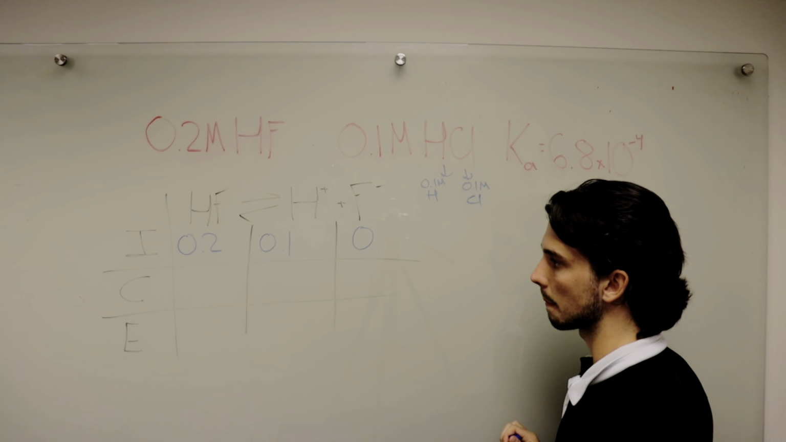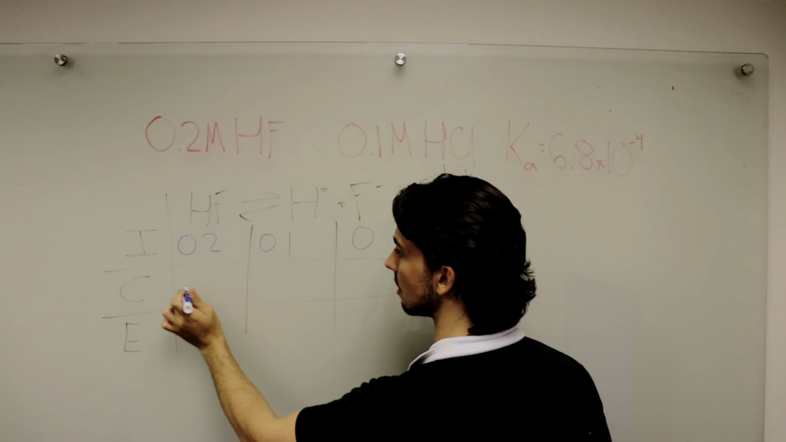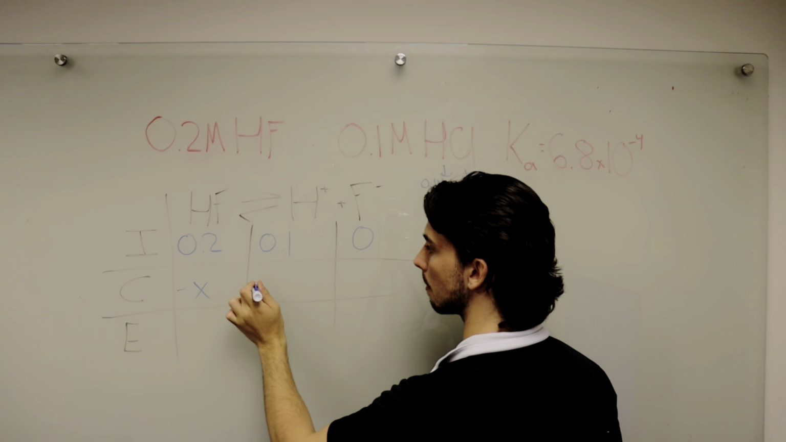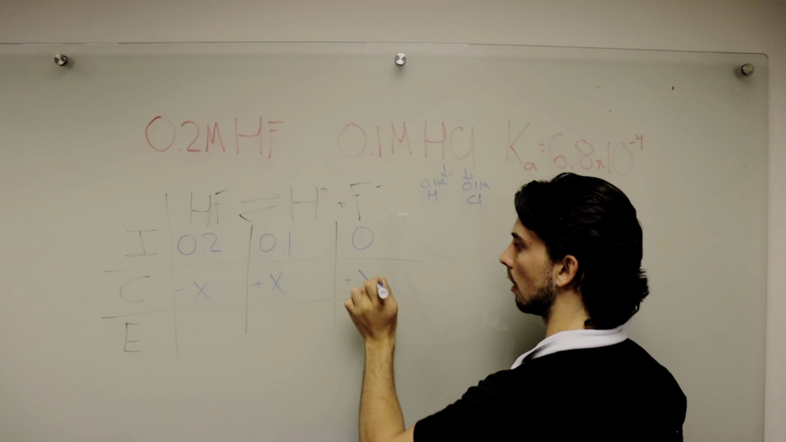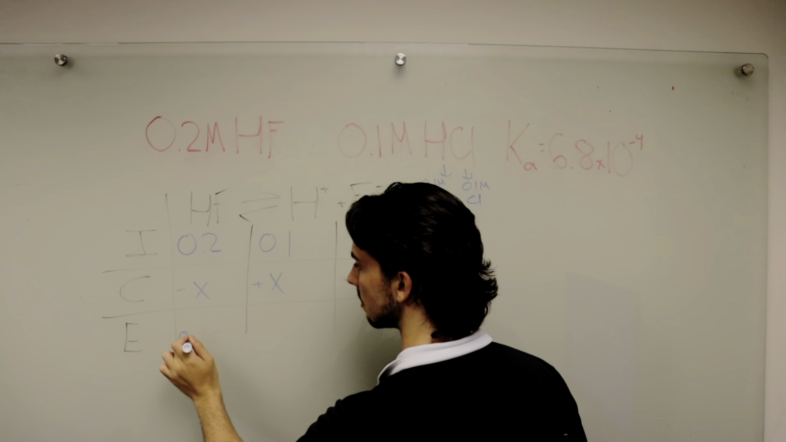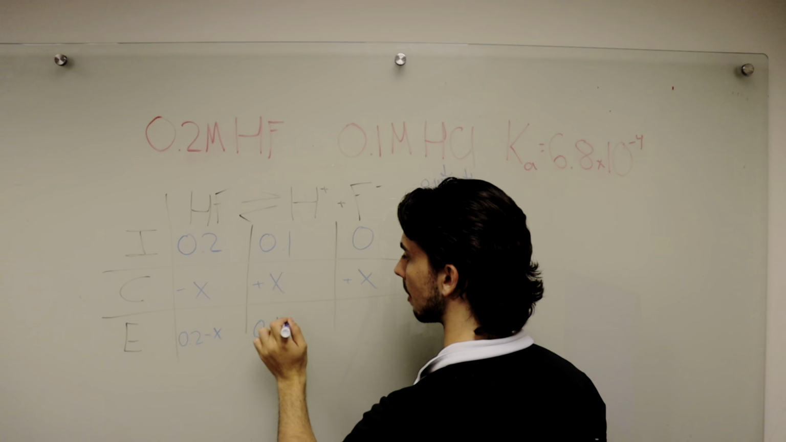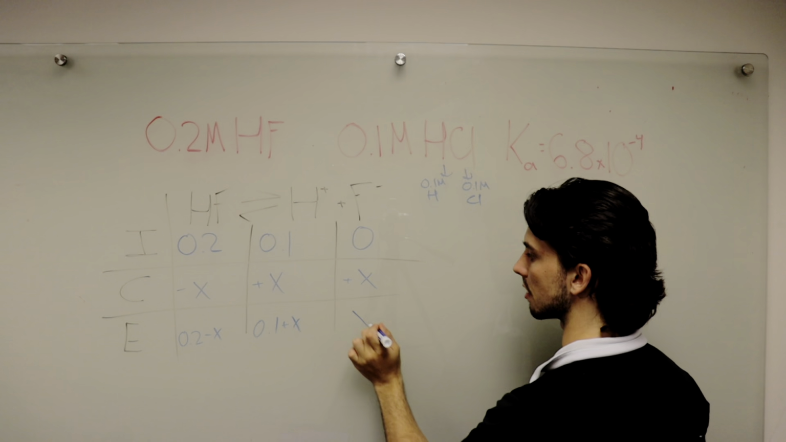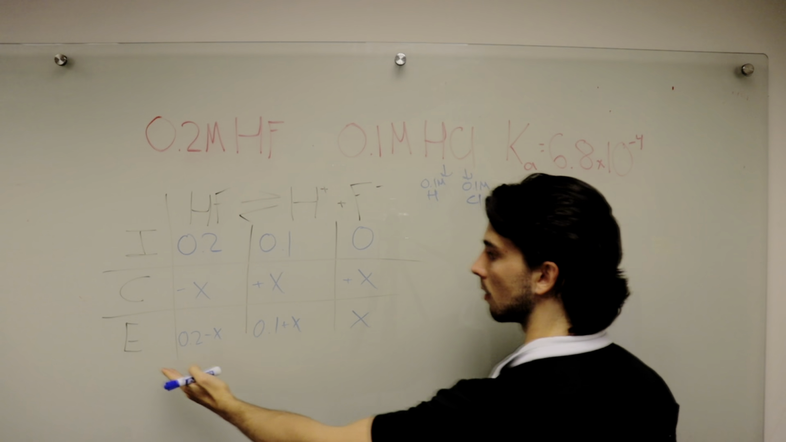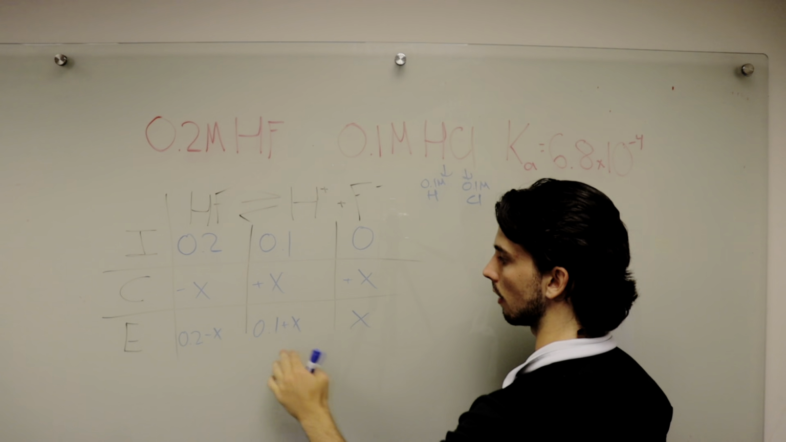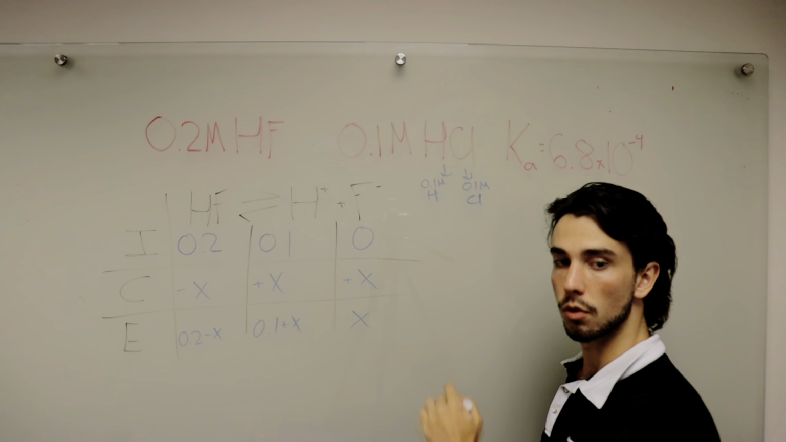Still don't know what that is yet. So for our change, we're just going to denote that as x, because we don't know what that change is yet. As the hydrogen fluoride decreases by x, the others are going to increase by x. At equilibrium, we'll write 0.2 minus x, 0.1 plus x, and x. Now we have our equilibrium concentrations denoted with x being added or subtracted. That's really what we're interested in.